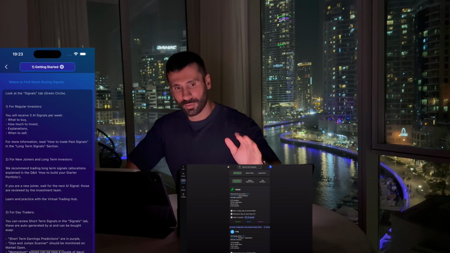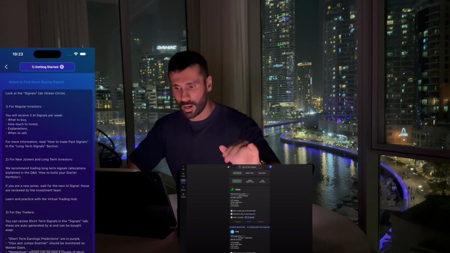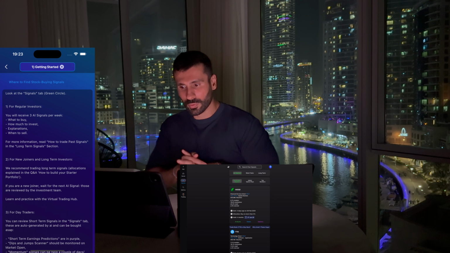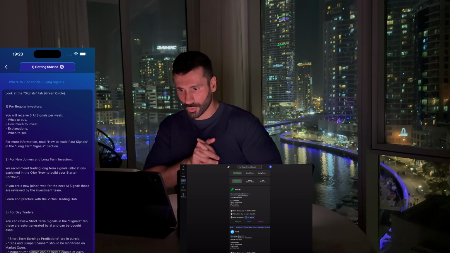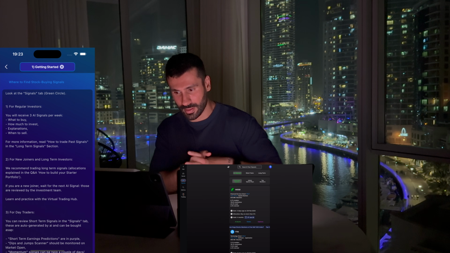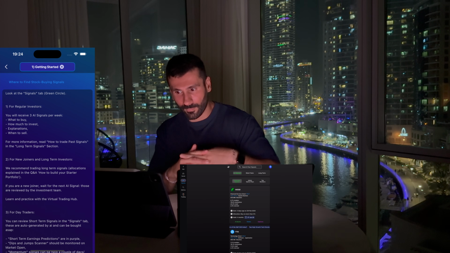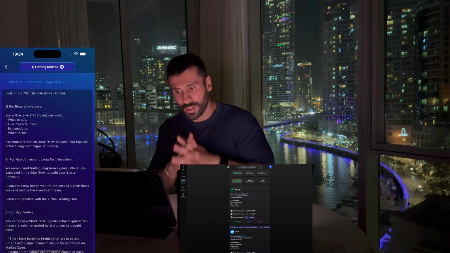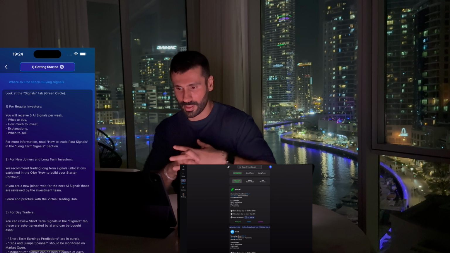And here also there is a section that tells you how to trade past signals. Basically ideally you get in right away, but there are also ways to trade signals that have been sent already. And it's totally fine. You should not focus only on one stock. You should build a portfolio. So you will trade signals that have been sent already as well.